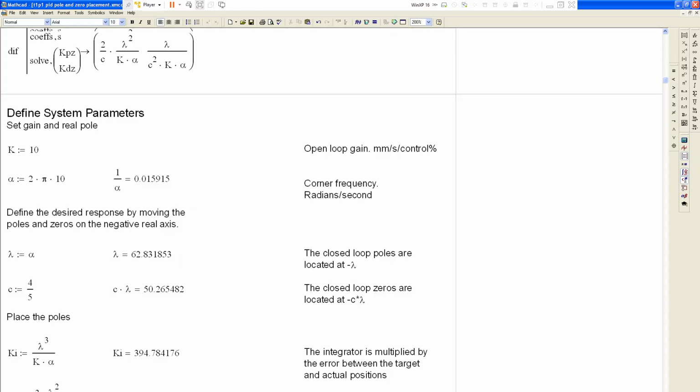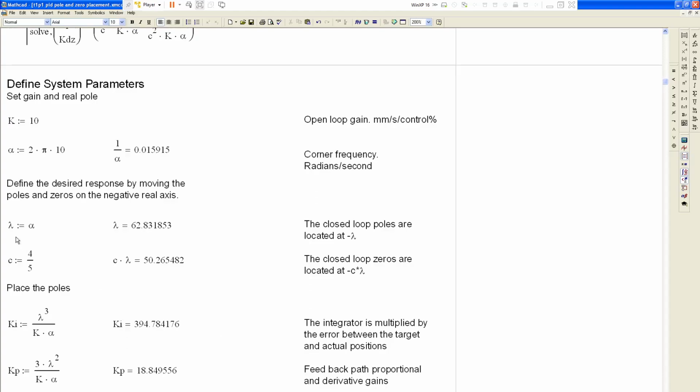Let's move on down a little bit here. I want to have the closed loop poles placed at the same point as the corner frequency. Now we'll change this a bit. I can make it faster. In fact, that's one of the benefits you get from having a motor controller and an amplifier, is that you can increase the bandwidth of the system. Then C happens to be what fraction of lambda where I've put the closed loop zeros. So the closed loop zeros are going to be basically 8/10 or 4/5 of whatever lambda happens to be. And you'll see that's a pretty good location.